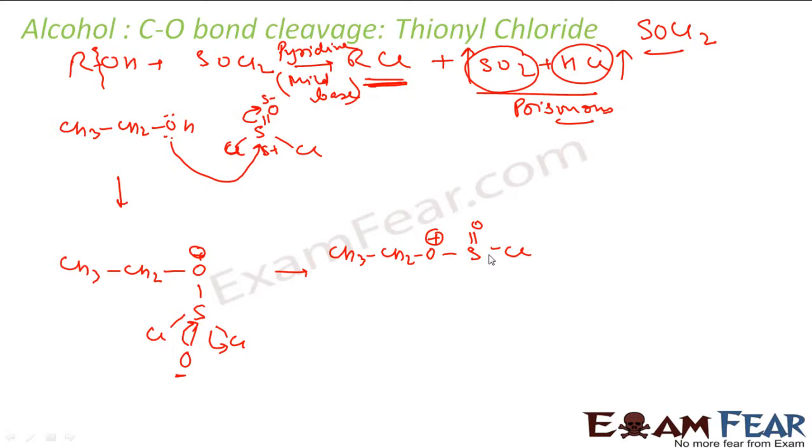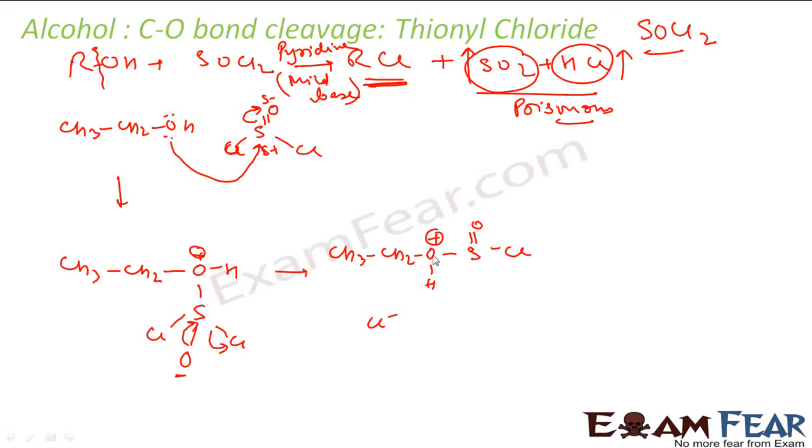Now what will happen is there is a positive charge on this oxygen, and SO2 will come out. Sorry, I missed H here, so there was an H here, and right here also there is an H, correct. Also there is a Cl minus in the system which we have got from here.